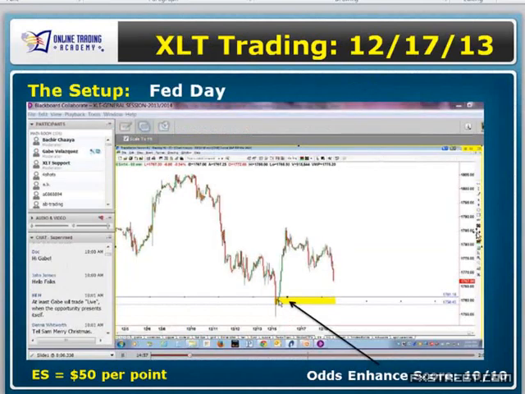Again, this is another great example. This is going back a little ways, but this is the Fed day. I'll get to the live charts in 5 minutes or less. So if you look at this little demand level here, this is another screenshot from XLT.